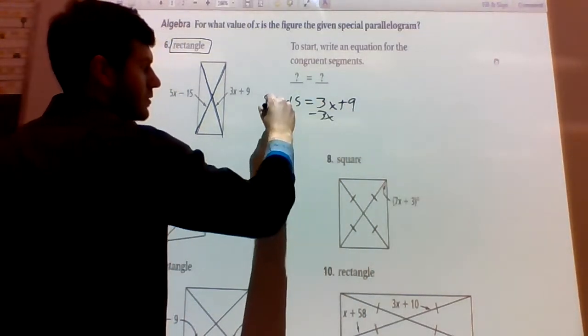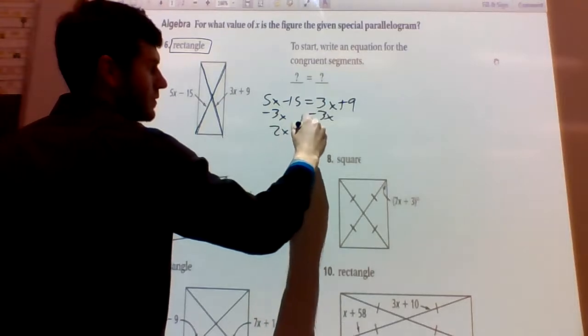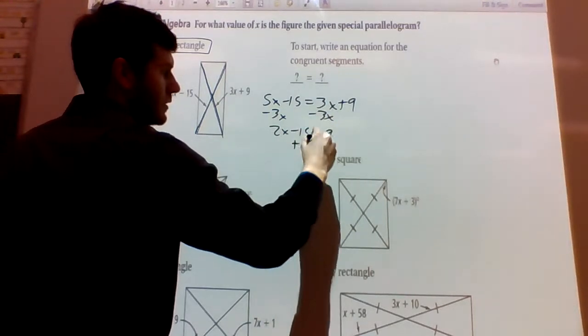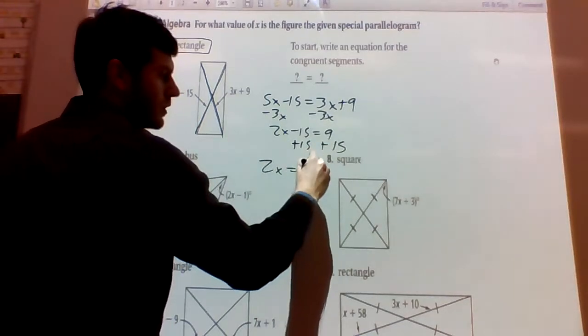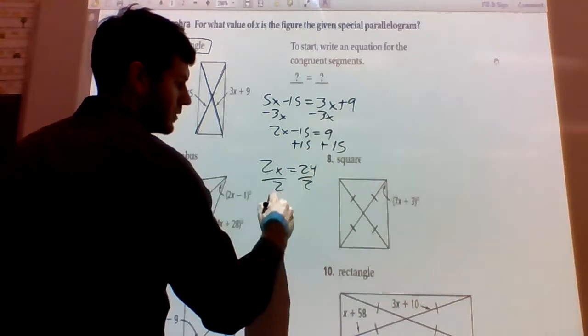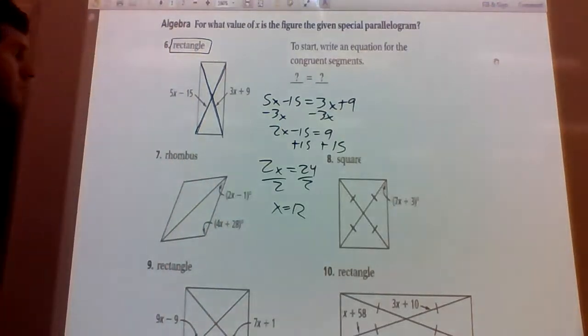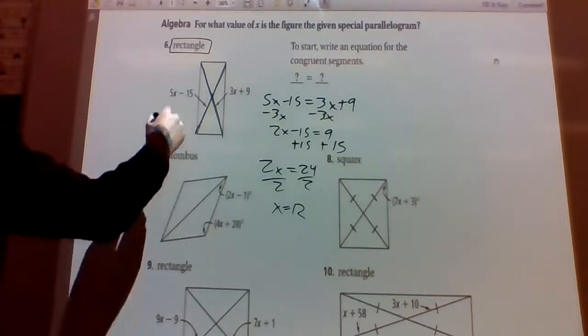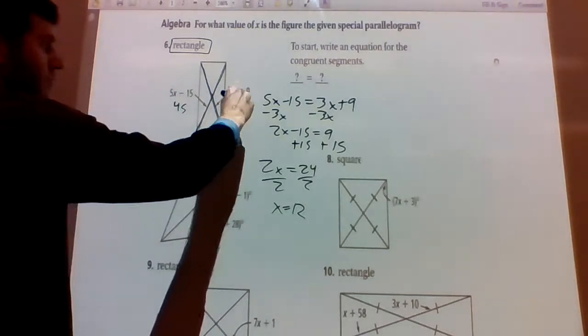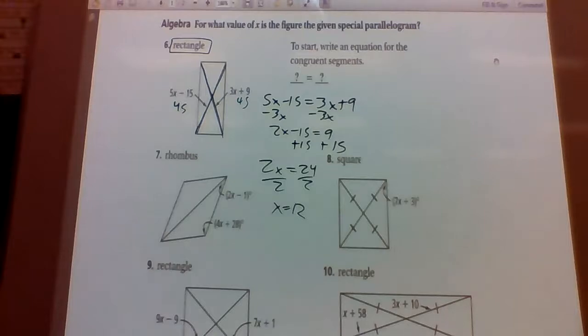Subtract 3x. 2x minus 15 equals 9. Add 15. 2x is going to equal 24. Divide by 2, x is going to equal 12. So 5 times 12 is 60, 60 minus 15 is 45. 12 times 3 is 36, 36 plus 9 is 45. So 45 and 45 are going to be the diagonals. The diagonals of a rectangle are congruent.